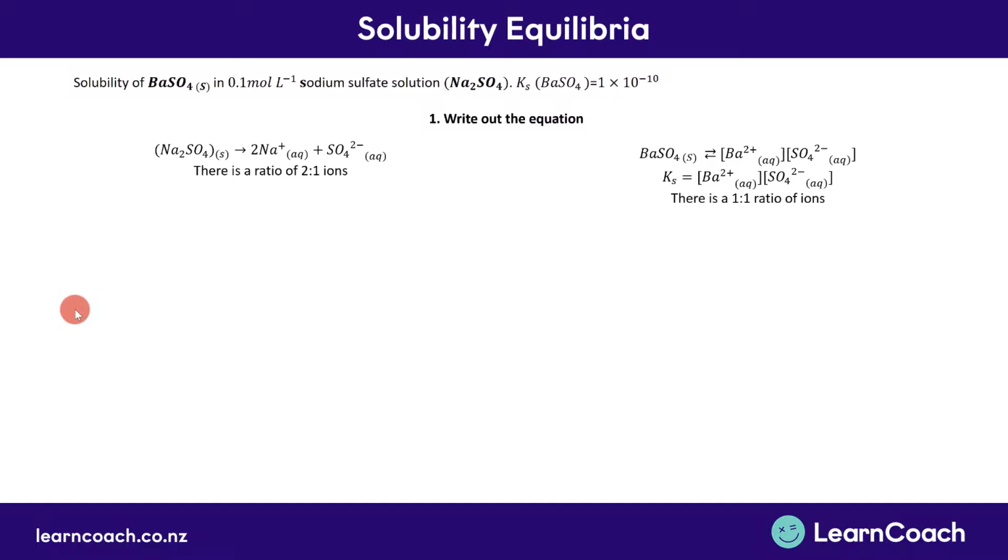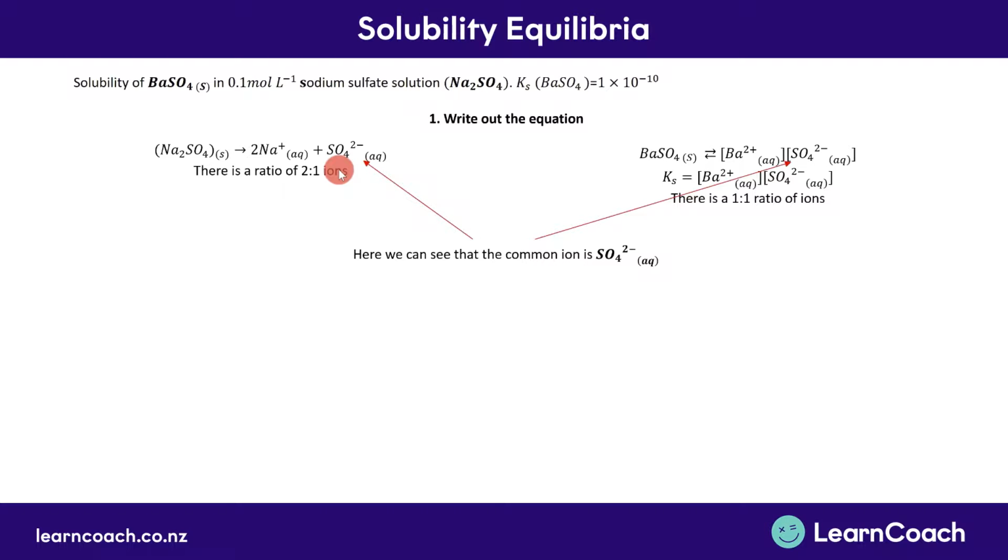I suggest when you do this, you keep the equations separate so you don't get confused about where you're putting your numbers. So on the right, we have our equation BaSO4 going to Ba2+ and SO4 2-. And then we've written out the Ks equation and worked out there's a 1-to-1 ratio of ions. This is exactly the same first step we did for BaSO4 in water. The extra step is we're going to write out the equation for sodium sulfate. So sodium sulfate as a solid turns into 2 Na+ and SO4 2-, a ratio of 2-to-1 ions. The reason we've written it out is so we can identify what the common ion is. And so as we can see quite clearly now, the common ion is SO4 2-.